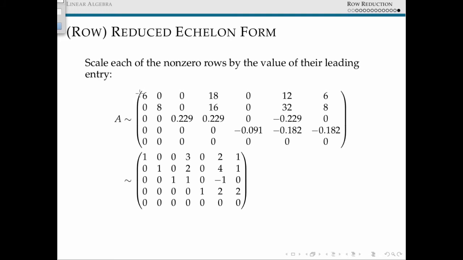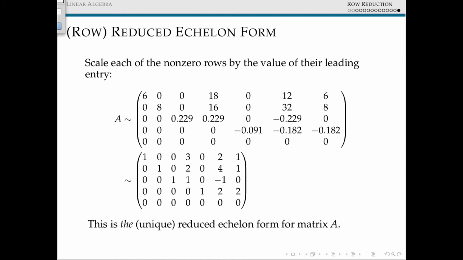So we would divide our first row by 6 to get 1, 3, so on. We divide our second row by 8, our third row by 0.229. You might notice a bit of a pattern there. Our fourth row by negative 0.091, and this is our reduced echelon form of a matrix.